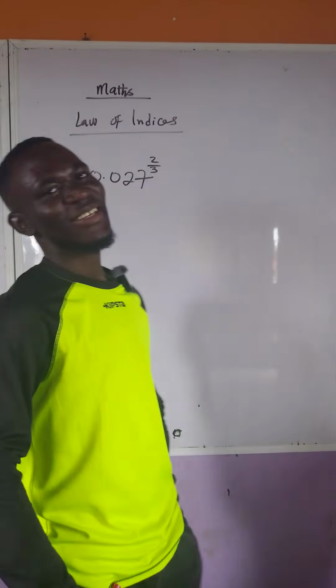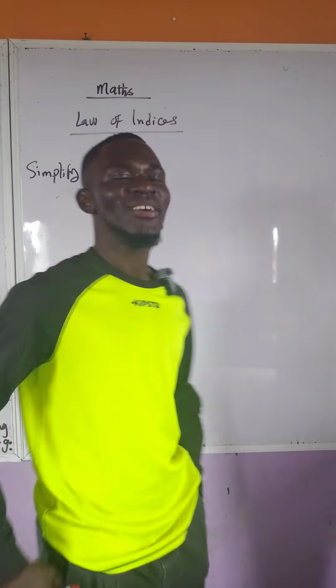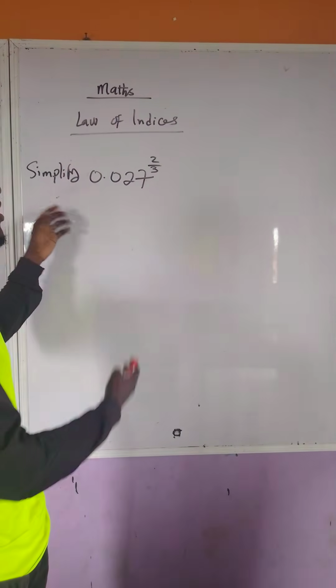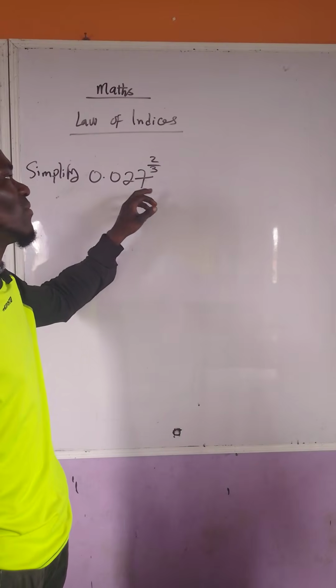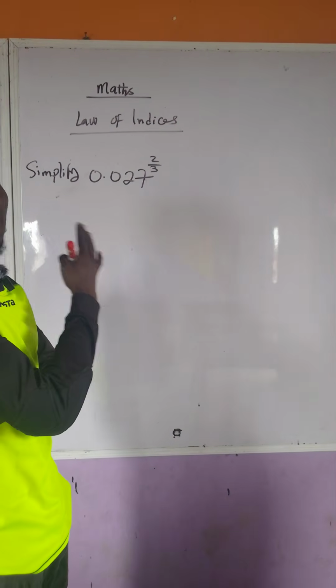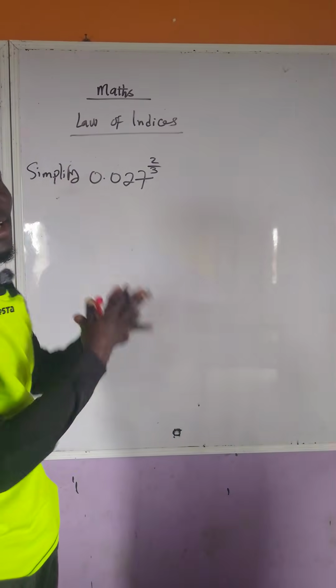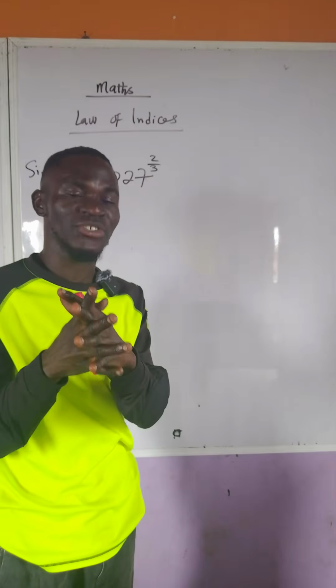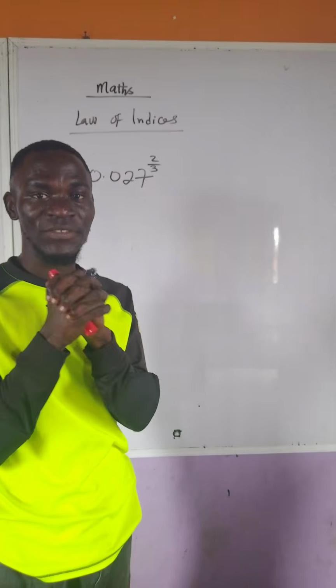Okay, my viewers, you have another question again. Now we have to simplify 0.027 to the power of 2 over 3. I want you to tell me which kind of law this is. If you know the law, put it in the comment section, I want to see it. Everything. Have you done that?